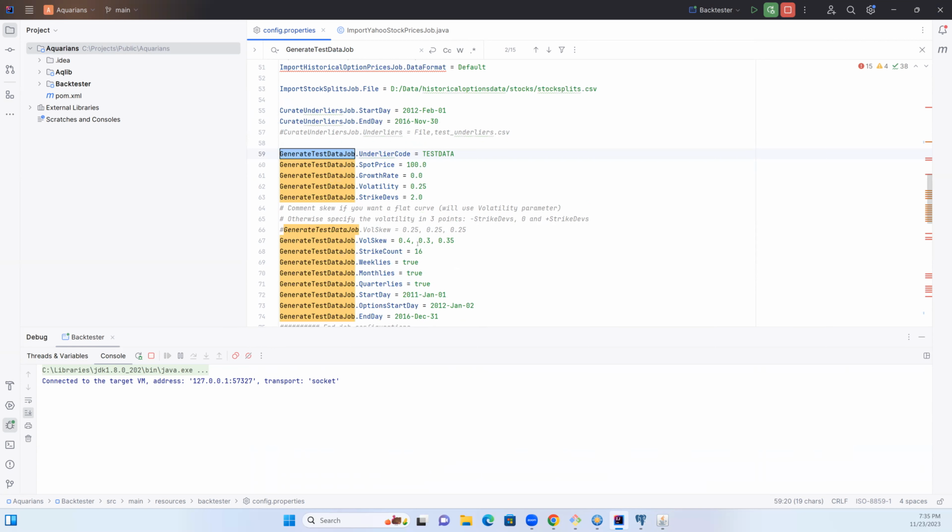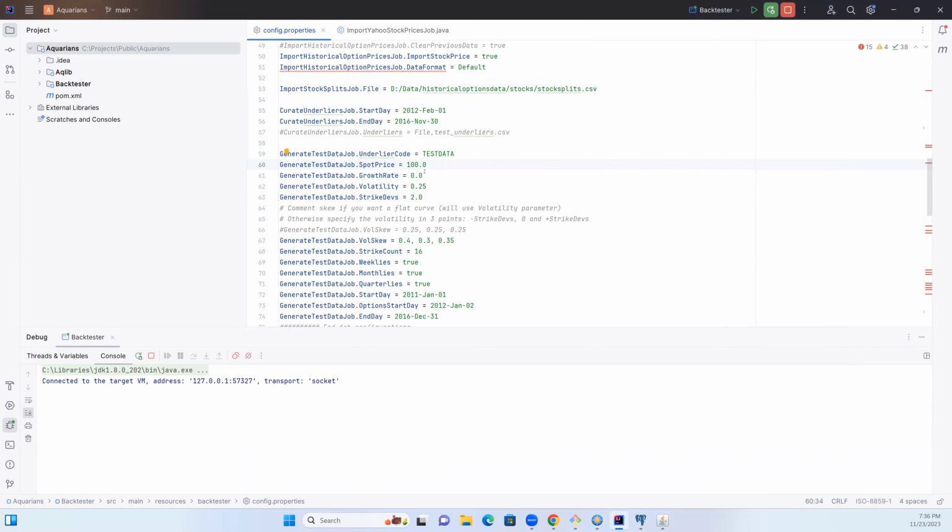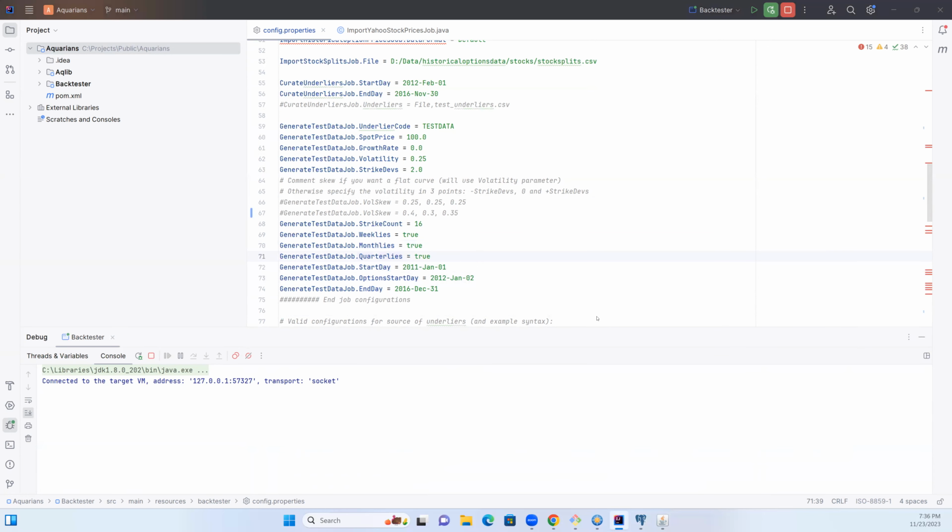Let's look at how it's configured. The underlayer code is test data. So like this one is SPY, this one is going to be called test data. Starts at 100. So this one started around 150 in 2000. Ours will start at 100. Different parameters, you can leave everything like this. I don't need a vol skew. I just want a flat vol and start day, where we are going to start it from 2000.